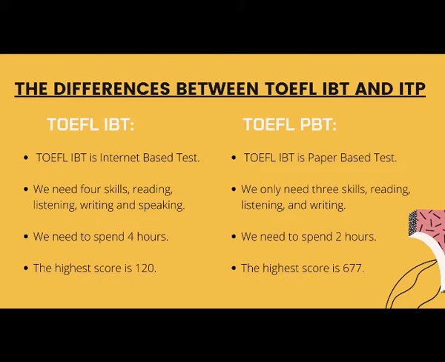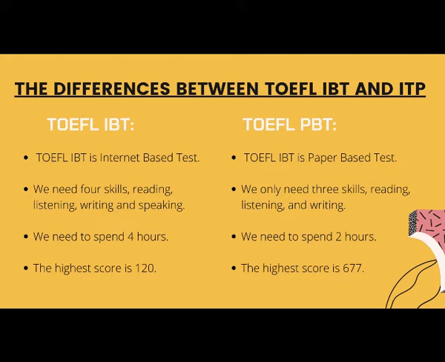The differences between TOEFL iBT and ITP. TOEFL iBT is an internet-based test. Meanwhile, TOEFL PBT is a paper-based test. In TOEFL iBT, we need 4 skills, such as reading, listening, writing, and speaking. Then, in TOEFL PBT, we only need 3 skills, such as reading, listening, and writing.